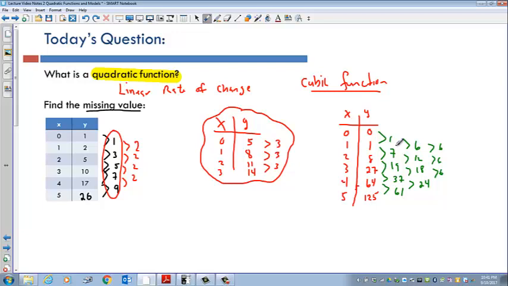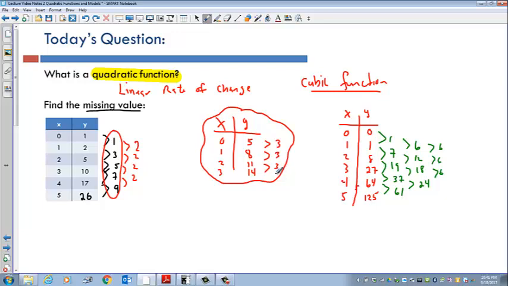And you can just build what we call polynomial functions in this way. So a cubic function has quadratic rate of change. A quadratic function over here has linear rate of change, and a linear function has constant rate of change, and so on and so forth.